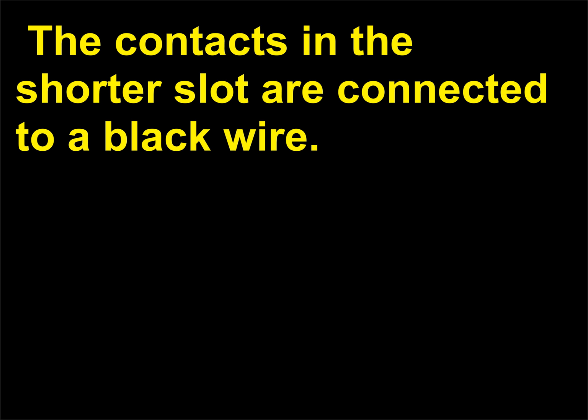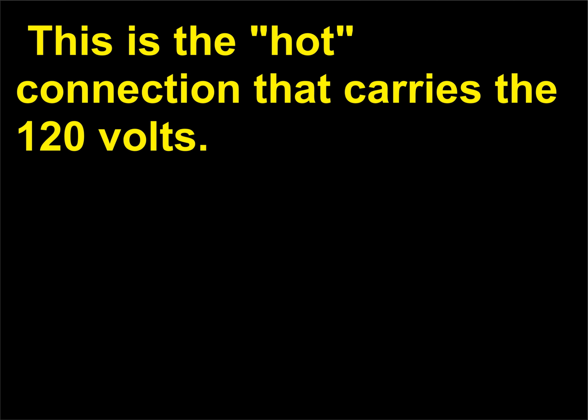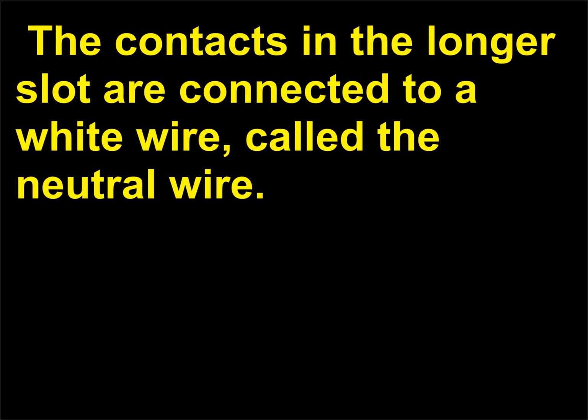The contacts in the shorter slot are connected to a black wire. This is the hot connection that carries the 120 volts. The contacts in the longer slot are connected to a white wire, called the neutral wire.